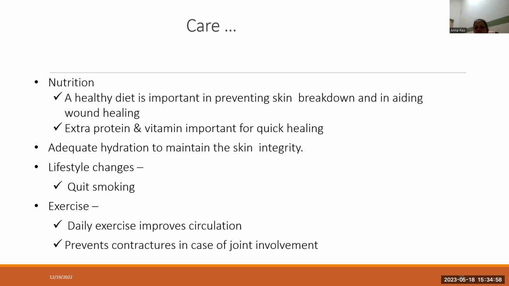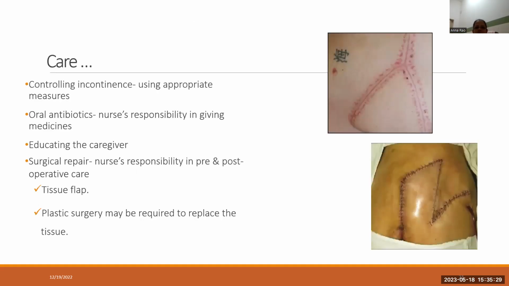Many of our patients are smokers since a very long time, alcoholic also. Okay, so these things they have to change because they do create problems with the regular healing process. Then comes exercise. So daily exercise, how it improves circulation, we just saw. Okay, fine. Other things like control of incontinence is also important, right?